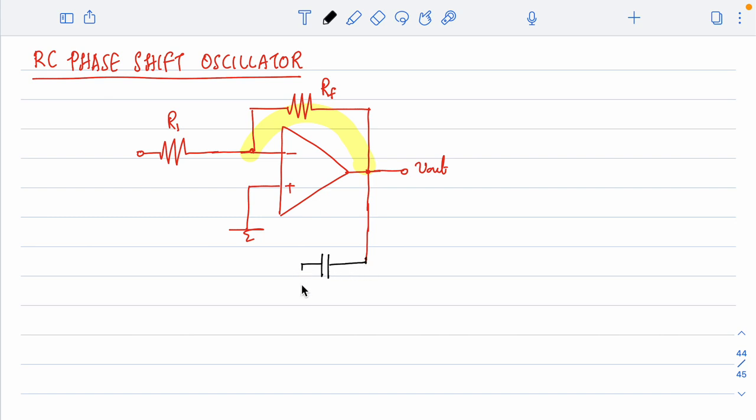Because we know that an RC network can provide a phase. What is the maximum phase an RC network can provide? What is the maximum phase which can be obtained from an RC network? Yeah, maximum is actually 90, but that 90 degrees we will get at infinite frequency, right? So from an RC network, you can get a maximum of 90, but that 90 you will get at a very high frequency. So what we generally do is try to get a phase of 60 degrees.